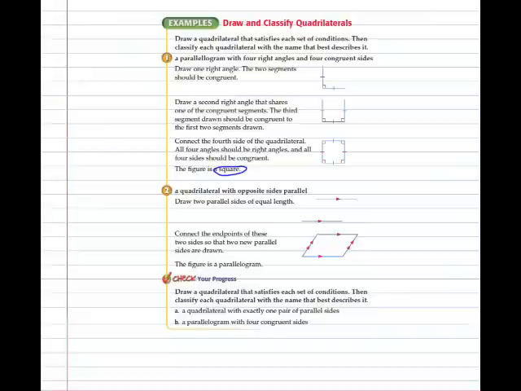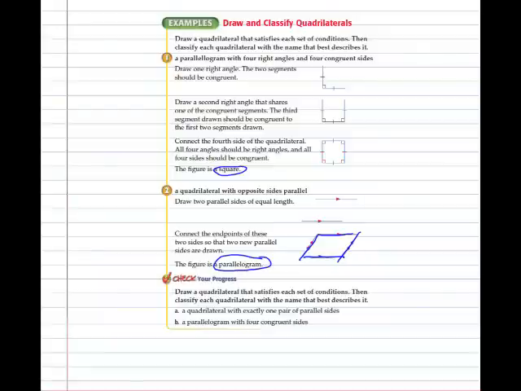A quadrilateral with opposite sides parallel. Draw two parallel sides of equal length, so the horizontals, parallel and congruent, and the verticals, parallel and congruent. This, therefore, is a parallelogram.